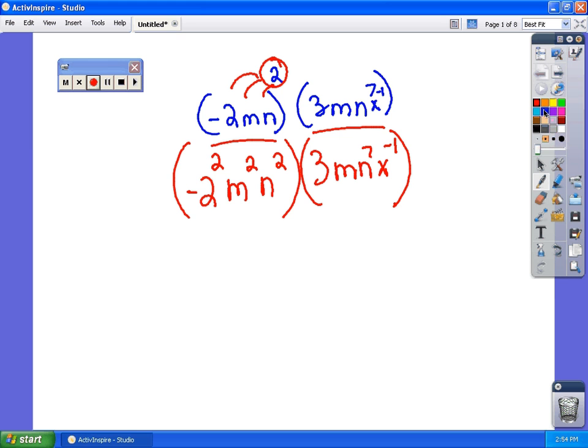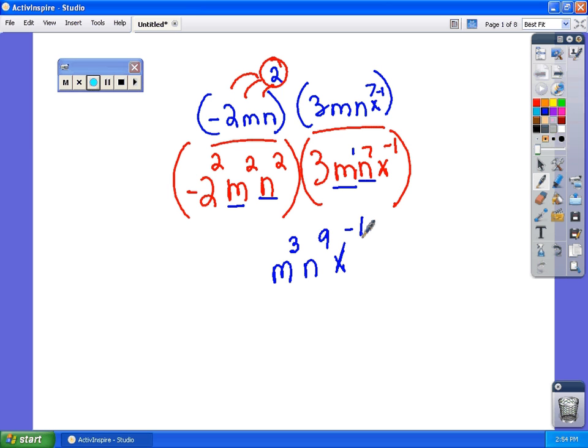So anything that has the base of m could be multiplied. So this is like m to the first times m to the second. Remember, when you multiply, you add. So you get m to the third. Then n squared times n to the seventh becomes n to the ninth. The x doesn't have anything to multiply by, so it stays as negative 1.